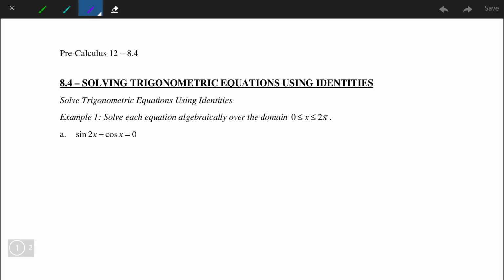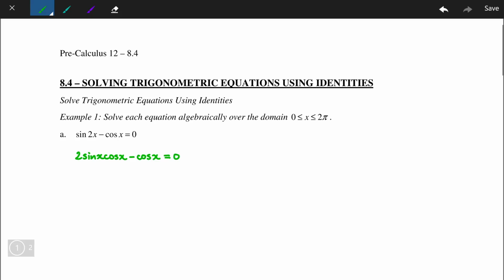We are to solve each equation over the domain from 0 to 2 pi. That means all of these questions will be in radians. Let's see what we have here. So in this first example, we have sine 2x minus cosine x is equal to 0. We are going to apply the identity for sine 2x, and that is, of course, equal to 2 sine x cosine x. And the cosine x in the second term is going to remain the same as before. And it's going to be equal to 0.